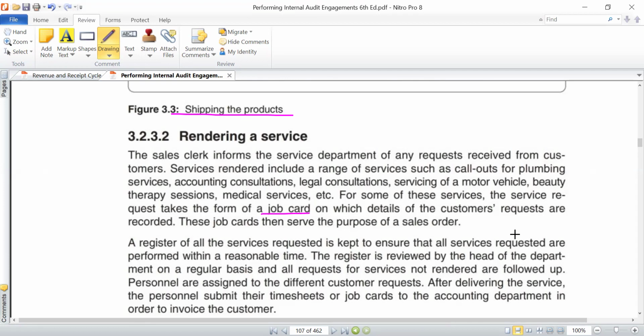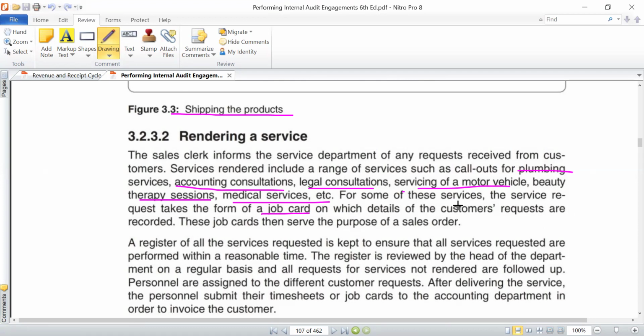Okay, job cards. Now, when you're talking of services, guys, there's quite a number of services that a company or a business entity can offer. It could be plumbing services, accounting consultations, legal consultations, auditing services as well, servicing of a motor vehicle, beauty therapy sessions, any form of service. So there are different forms of services. Now here, this does not involve any physical product as such, all right?